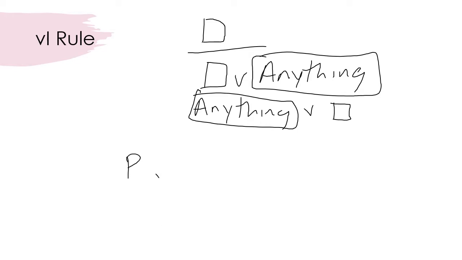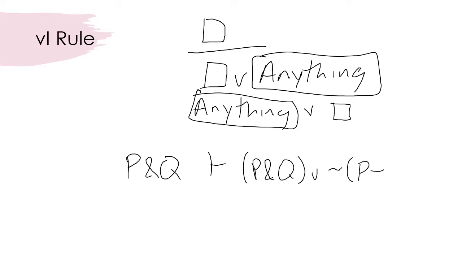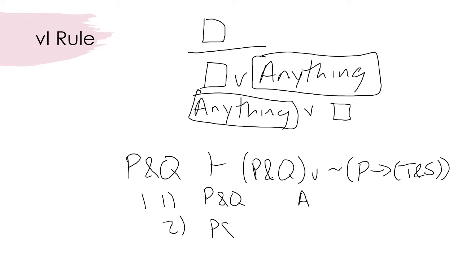So say if I were to give you P and Q, therefore P and Q wedge. Let's do not P arrow T and S. Something like that. It's the same exact proof as before. So I have this term P and Q in my assumptions. And all it's saying is I'm taking this P and Q and I'm slapping something next to it with a wedge.